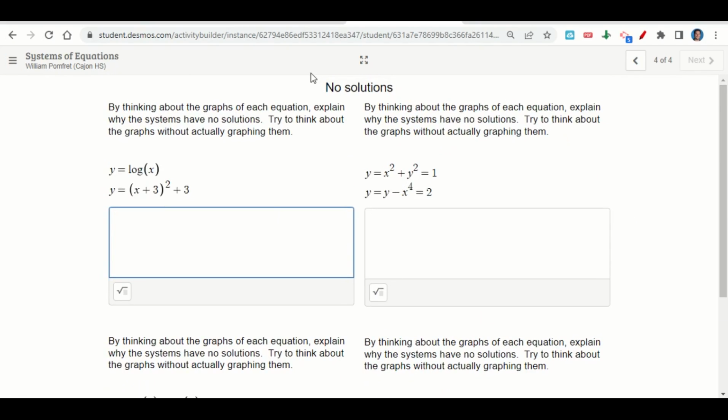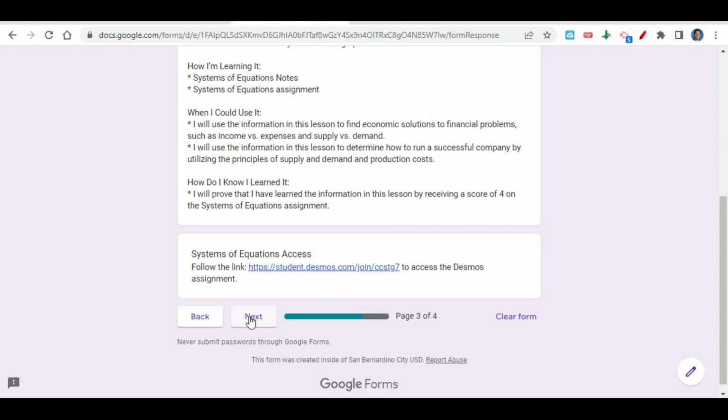And then when you're done, you're going to go ahead and go back to your Google form and click Next. This will take you to your Before You Go. Go ahead and fill out your Before You Go and then submit your work on Google Classroom.